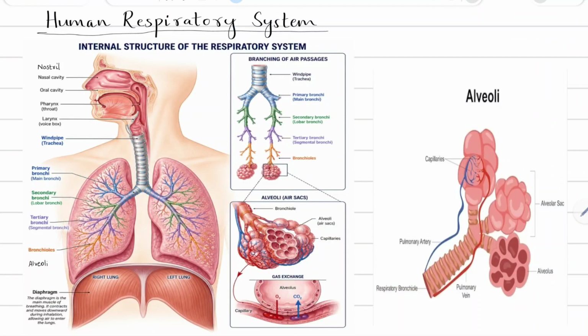And these main respiratory organs, which are known as lungs, contain millions of alveoli. Below the lungs, there is a muscular sheath which is known as diaphragm. This diaphragm helps in inhalation and exhalation by changing the volume inside the lungs.